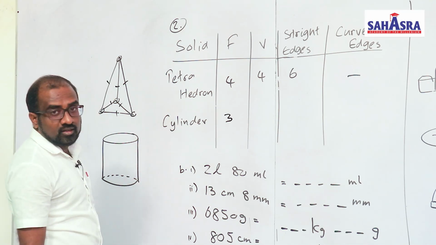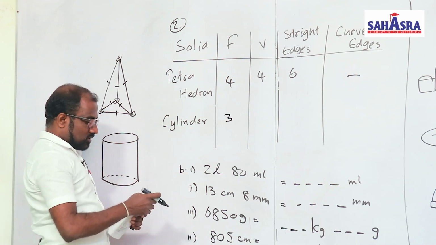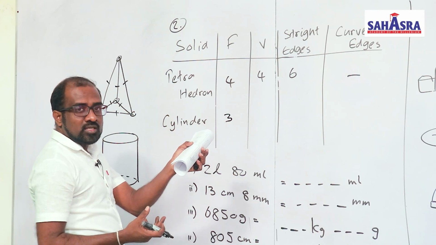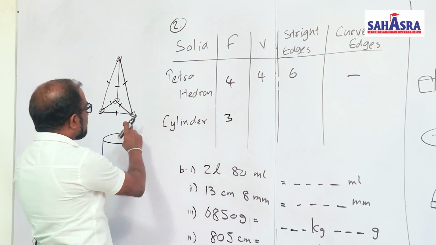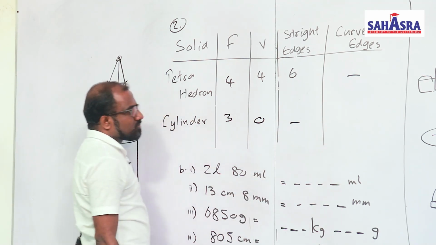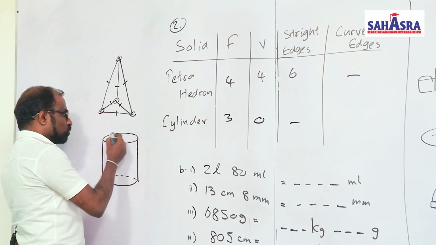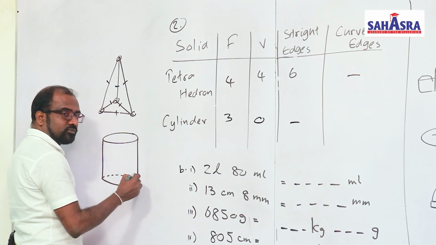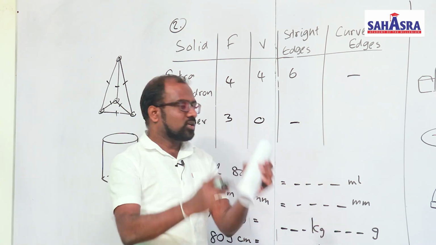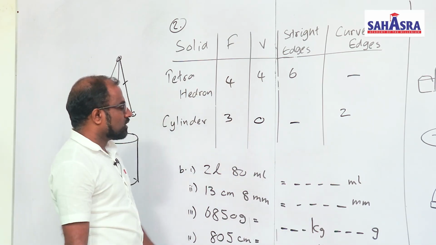It hasn't got vertices, right? Cylinder hasn't got vertices. You can't see any vertices here, son. If you take a tin of salmon and look, there are no vertices like this. So no vertices. It hasn't got straight edges. Curved edges, son, how many are there? 2 curved edges. One here, the other one here. One curved edge, then the other side also has a curved edge. So it has got 2 curved edges. That's how you should complete that.